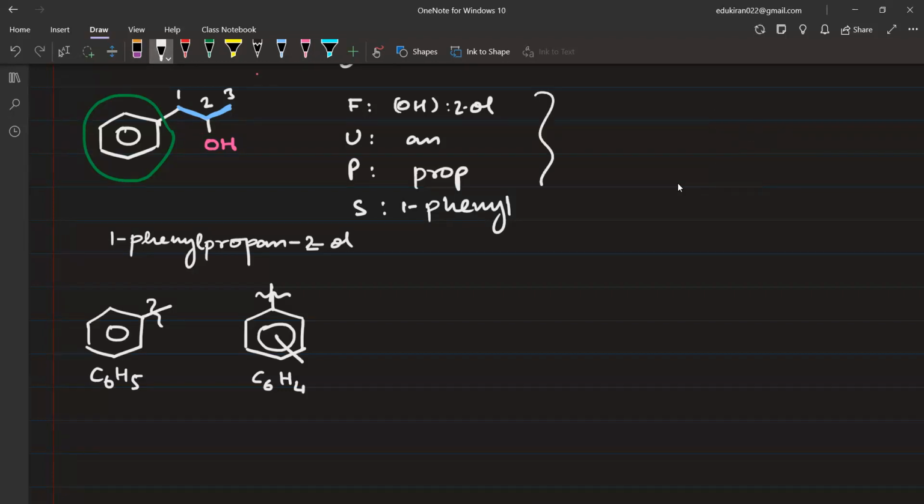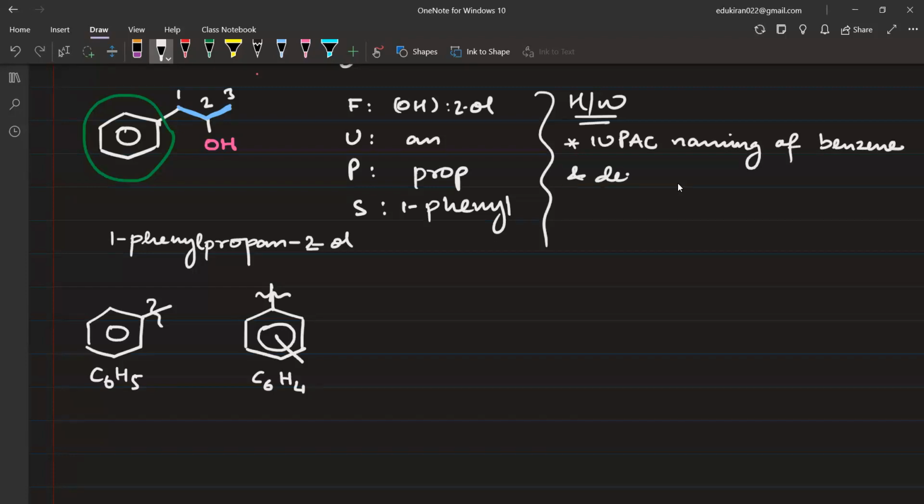Okay, so write the homework: IUPAC naming of benzene and derivatives, and IUPAC naming of amines. These are the two homework tasks that you have to do.